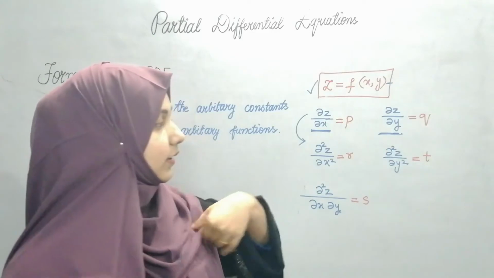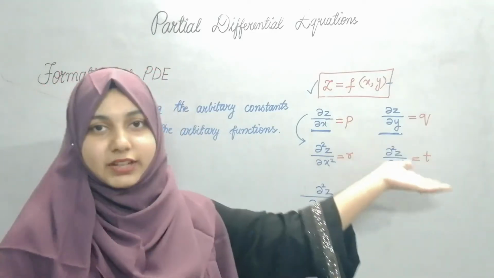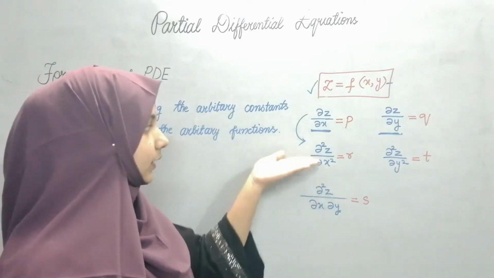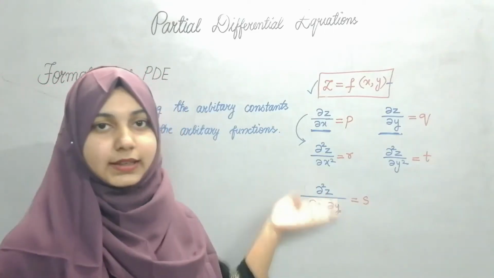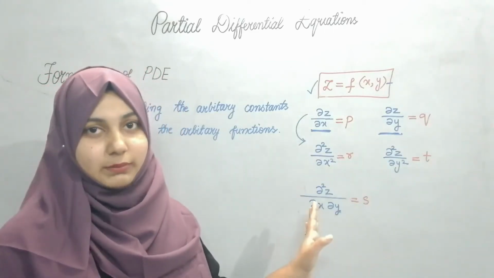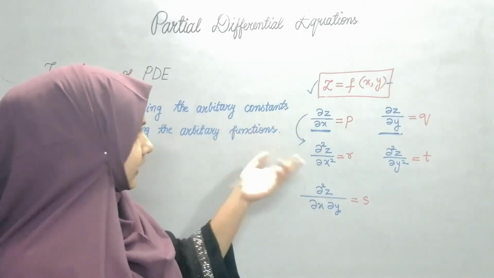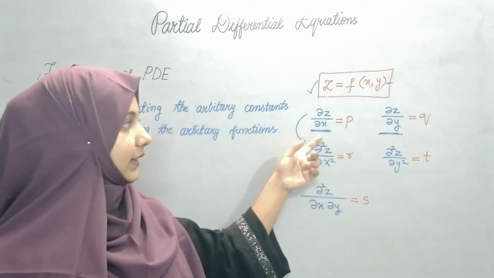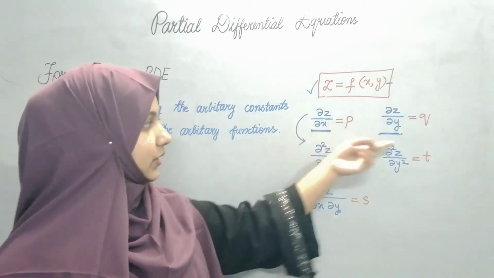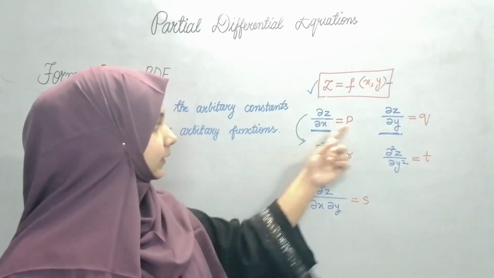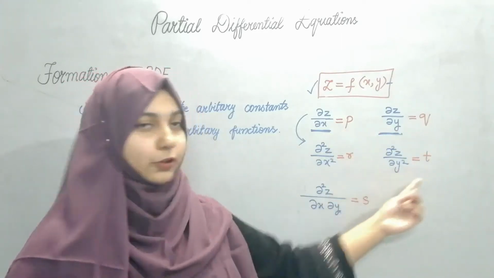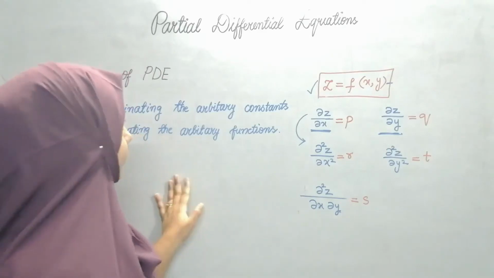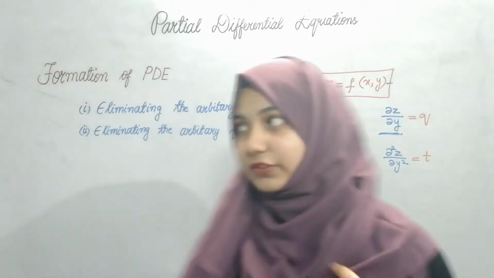Similarly, instead of writing dou z by dou y, I can write Q. It is simple to write, right? So similarly for this, and this, these are the representations. We need to remember this. While doing our calculations and derivations, wherever we find these partial differentials, we'll write the letters instead of them. Okay, clear? Now moving on to formation of partial differential equation.